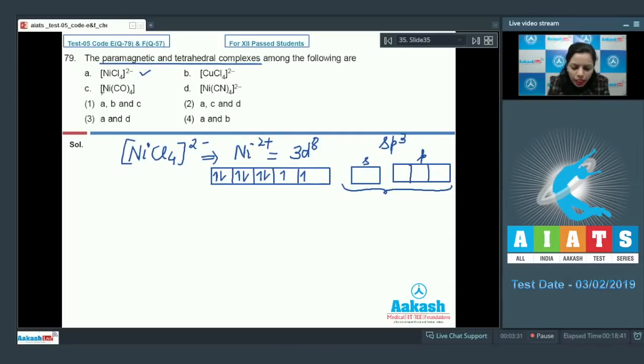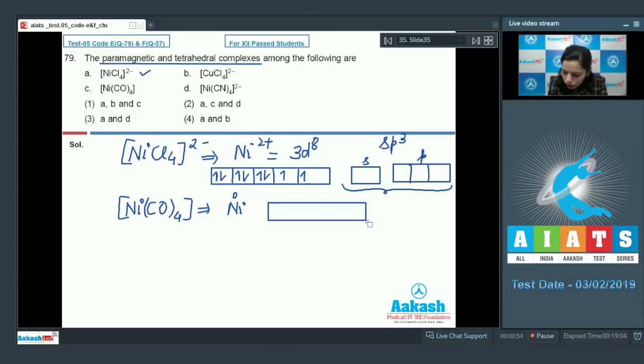Further, if I talk about the next nickel compound, that is nickel carbonyl, Ni(CO)4. I'm just writing here, this is Ni(CO)4. And in this compound, nickel is there in 0 oxidation number. It means there is no charge on this nickel, and that's why in this case, the configuration that you can represent here is 3d8 4s2 in this way.